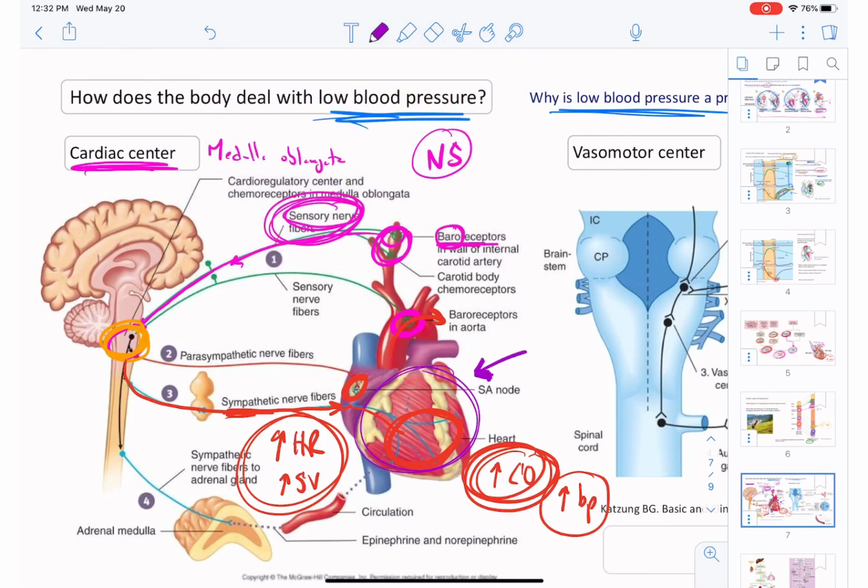Another thing the cardiac center does is it stimulates sympathetic neurons that act on the adrenal gland, and specifically they stimulate the adrenal medulla. And what the adrenal medulla is going to do is release epinephrine and norepinephrine into the blood. So we have these circulating hormones in the blood, and what do epinephrine and norepinephrine do? Well, they're going to basically do the same things as the other sympathetic nervous fibers. They're going to act on the ventricular myocardium, and they're going to increase contractility. They're going to increase stroke volume.